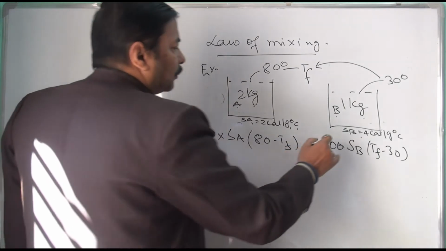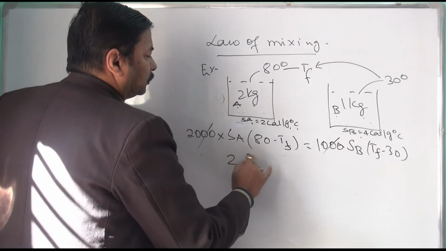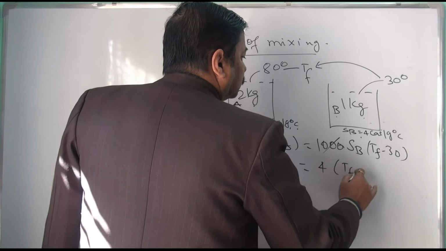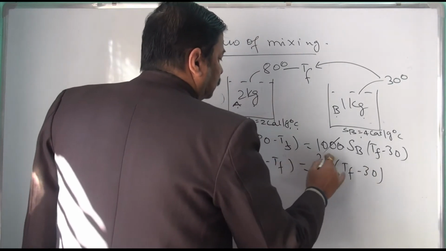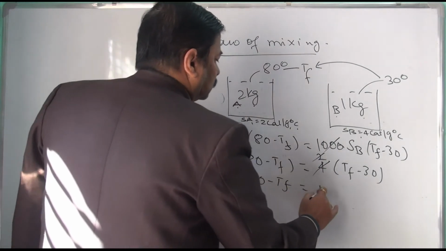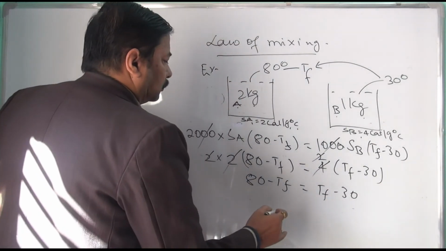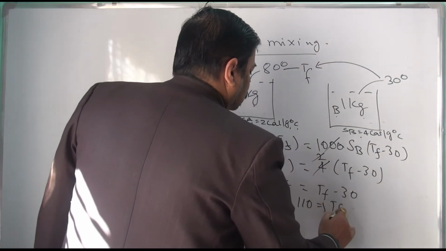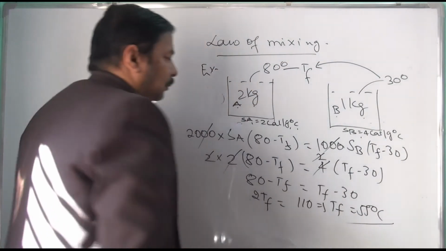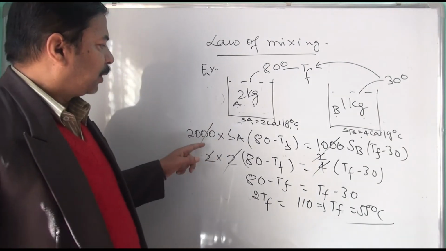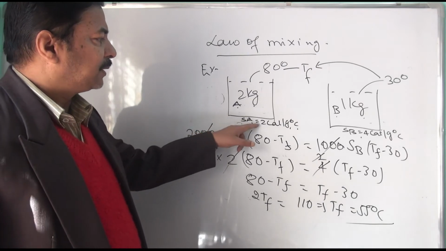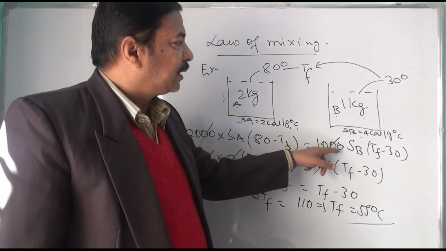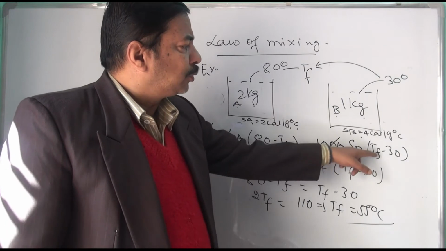So what are we getting? Now here you see, this is 2 kilograms. In this situation we will observe SA is 2 and SB is 4. So heat lost is 2000 into SA, 80 minus T final, since it has decreased, and heat gained is 1000 into the specific heat of B into T final minus 30.